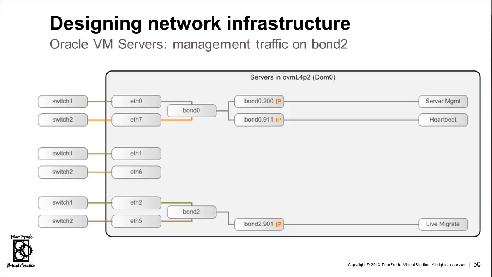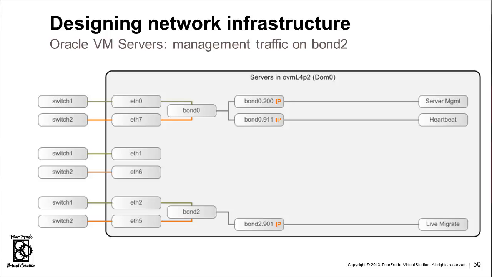You might even think about creating management VLANs that are dedicated to each server pool. For example, all servers in pool 1 might be installed with server management on bond 0 VLAN 200, the heartbeat on bond 1 VLAN 210, and migration on bond 2 VLAN 220. While all servers in pool 2 are installed with server management on bond 0 VLAN 300 instead of 200, heartbeat on bond 1 VLAN 310, and migration on bond 2 VLAN 320, which I'm all making those up.